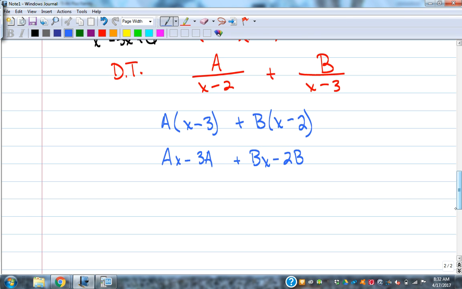And then set up your system of equations. So you're going to have an equation. The numerator that we're dealing with is just x. So when we look at our problem, we've got an x equation, and then we've got a numbers equation. The x's, what's the equation for the x's? A plus B equals 1.